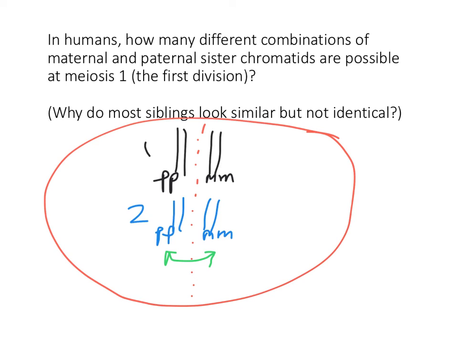How many different combinations of maternal and paternal sister chromatids are possible at meiosis 1? That is, if you were going to line up the 23 sets of sister chromatids that go in the left cell, how many different combinations are there? Maybe the easiest way to think about it is, what's the probability by chance that all of the paternal versions of all 23 of the chromosomes all line up on the same side of the cell? That's the question. How many different combinations of chromosome arrangements are there in meiosis 1 for humans?